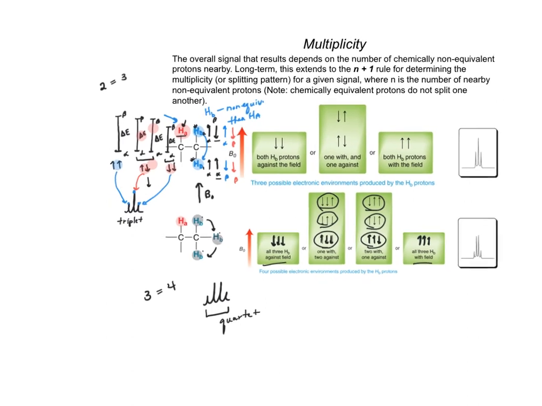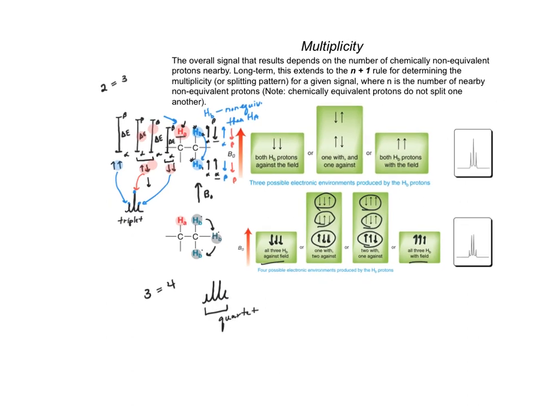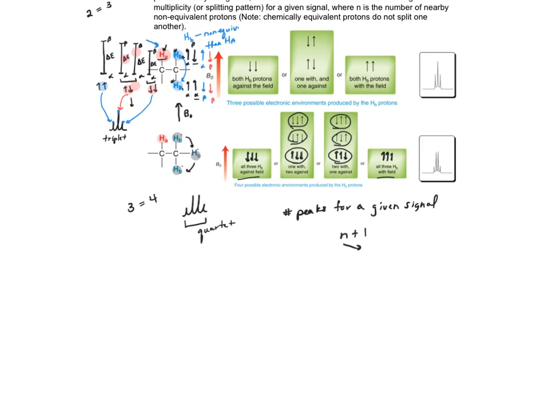Okay, so hopefully I've been trying to allude to this pattern that we're getting out to the side. But at the end of the day, if we had one nearby neighbor, we got 2, we had 2, we got 3, we got 3, we got 4. The number of peaks for a given signal is going to follow what we call the n plus 1 rule, where n is the number of nearby non-equivalent protons. I'm going to define what I mean by nearby in a second.